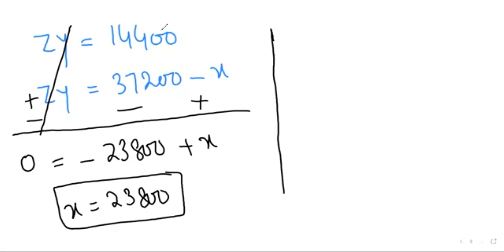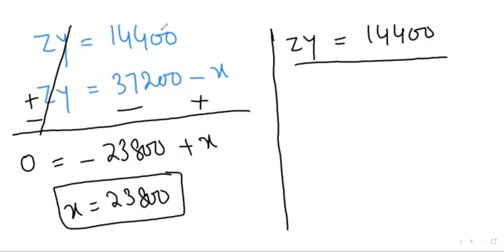When x is known, we can easily find out zy. So zy is already known. Z is already there. Similarly, we can find y. From here we can further solve it to find out y and z values.